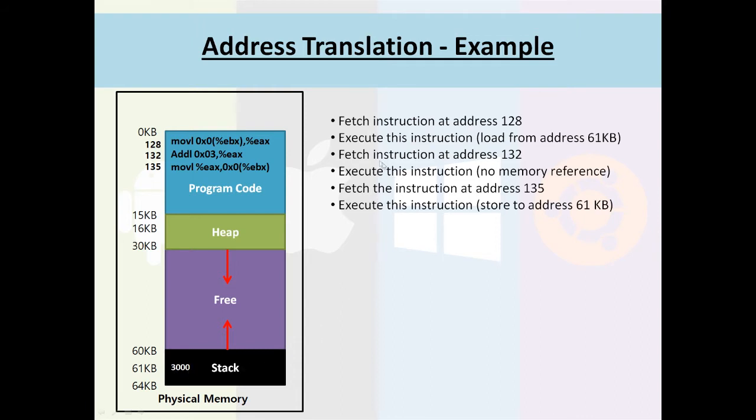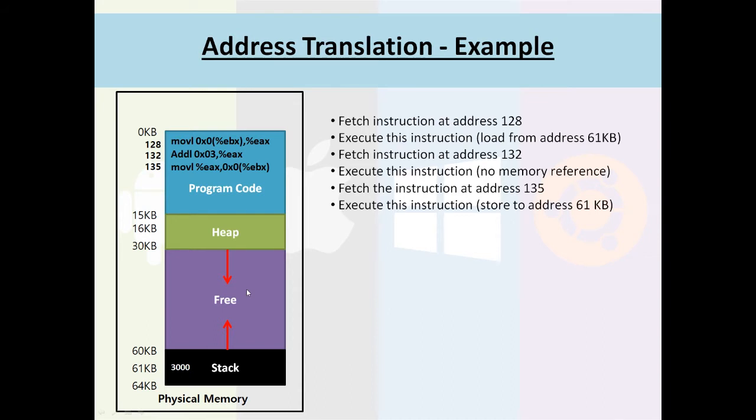Okay. And then fetch the instruction at address 132, and that is this instruction here. And then execute this instruction. It doesn't have any specific memory reference, so you just execute it. Then obviously you move down to the next instruction, which would be at address 135 hypothetically, and you execute that, right? And just to note that this is in terms of the physical memory here. So hypothetically, if this was our entire physical memory, that's how it would look.